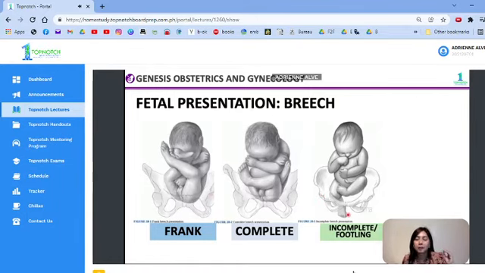So alin dito sa mga breech presentation na to ang dapat mong isa-target section? Is it frank breech? Is it complete breech? Or is it incomplete or footling breech? So ang isa-target section dito ng obstetrician on duty is the incomplete or footling breech. Why? Because this presentation is high risk for cord prolapse.